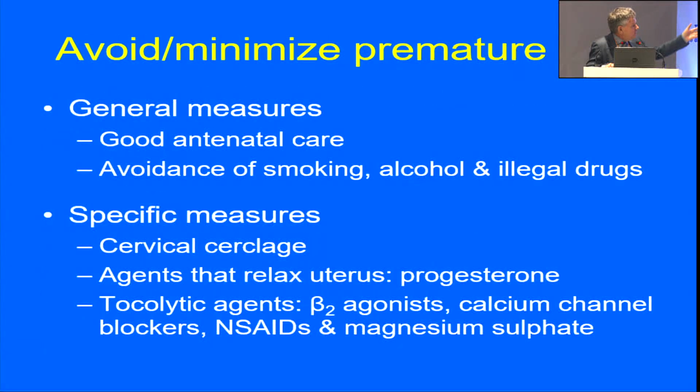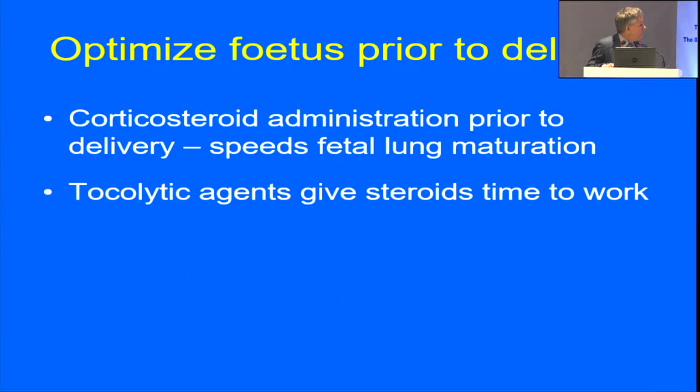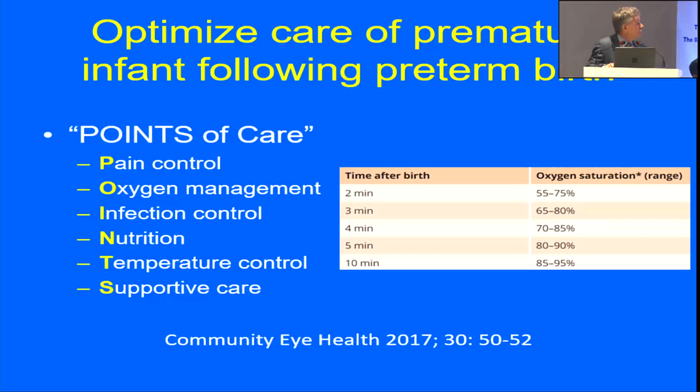Again, there are specific measures here that are just outlined. Corticosteroid delivery during premature labour is very important to mature the lung, and the tocolytic agents just give those steroids time to work.